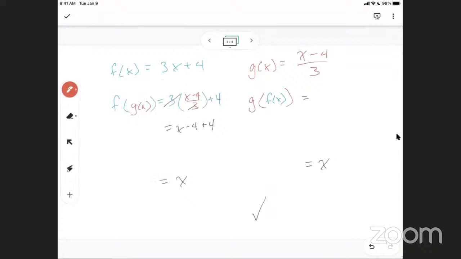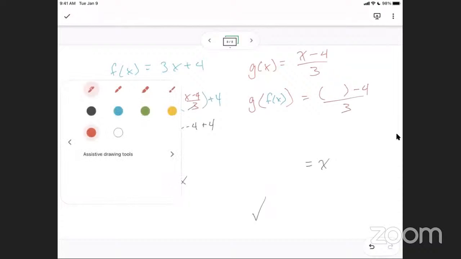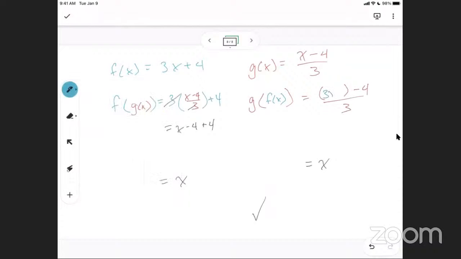Now we're not done. We have to also check this one. So I'm going to plug in the blue function in for that red function, 3x plus 4. And what do you know? The 4's cancel. You get 3x over 3. And the 3's cancel and you get x. So these two functions, f of x and g of x, written here, are in fact inverses of each other. All right. Okay? Cool.